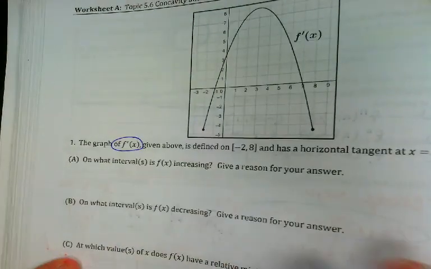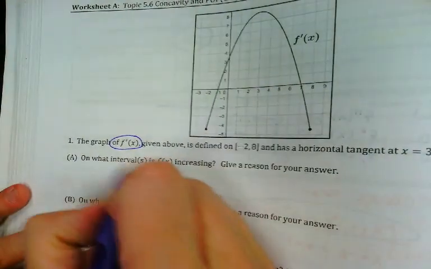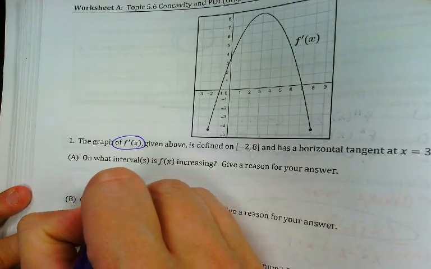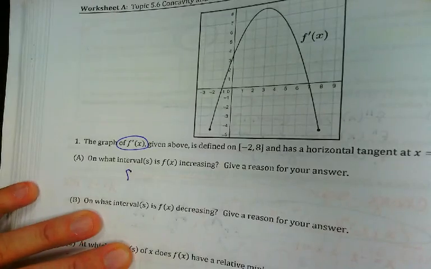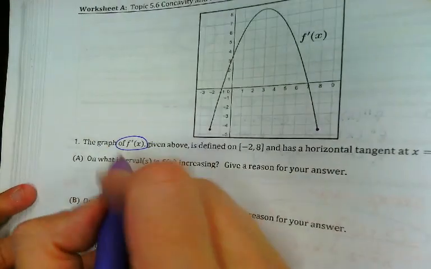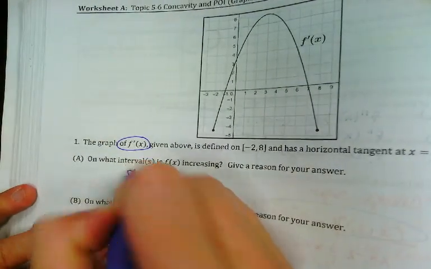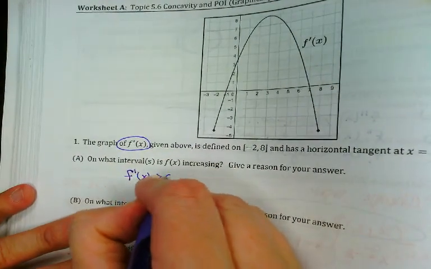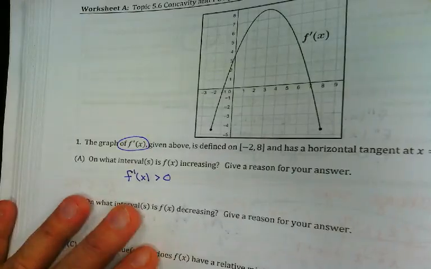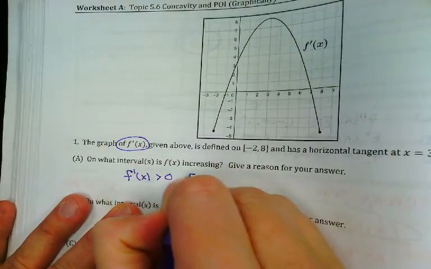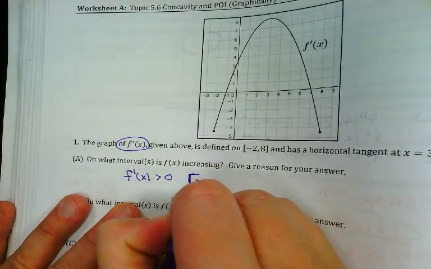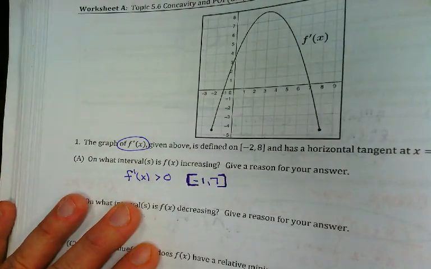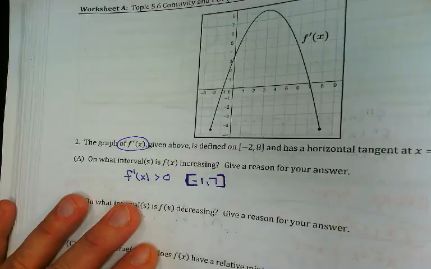Mason, number 1. Where are we increasing? What's your reasoning first? F prime has to be greater than 0. F prime is greater than 0. And what's your interval? From -1 to 7. Yes, and increasing, decreasing are brackets. -1 to 7. Yeah, so increasing, decreasing are brackets. That is beautiful.